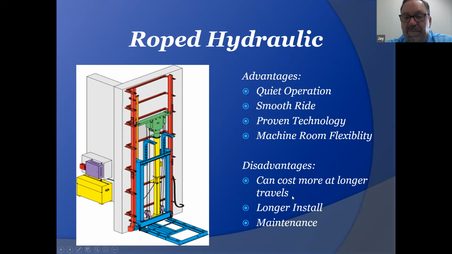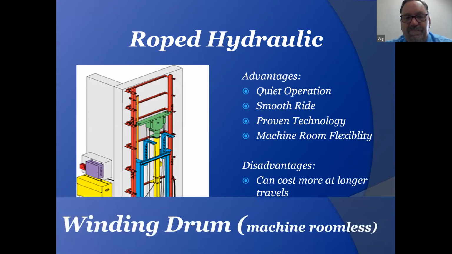Disadvantages: can cost more on a longer travel. So if you go 2 stories, it's pretty competitive with all the other elevators. I'll show you the other types. When you go higher than 2, it adds probably $2,000 to $4,000 per floor going up. It does take longer, and there's a lot more maintenance because this is hydraulic oil that goes through here. It's not a deal killer. Some people are scared to have oil in their house, but it's, like I said, it's been around 100 years. The technology is phenomenal. So that's a hydraulic elevator.